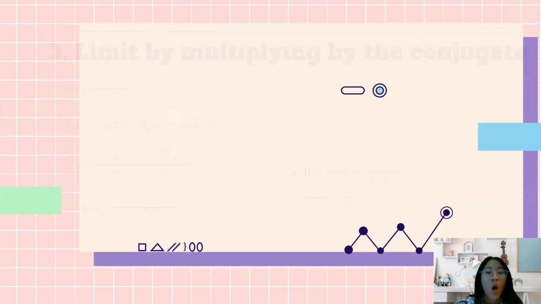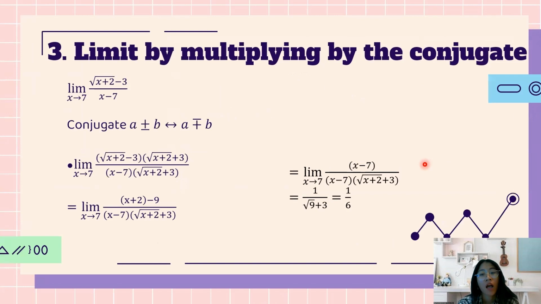For the next one, if we plug in 7, notice that we get 7 plus 2, which is 9. The square root of 9 is 3, and 3 minus 3 gives us 0 on top. Again, if we plug 7 in the bottom, we'll actually get 0. The thing to notice here is that we have a square root and there are 2 terms in the numerator. The common trick when you have radicals is to multiply by the conjugate.